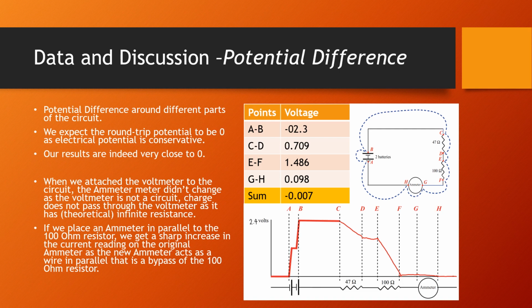So now that we know how to use a voltmeter, we use that in parallel with circuit components to measure the potential difference around each circuit component. And once we have all of that data, we sum it up, and we can see that it confirms our expectations that a round trip electric potential would be 0, and our results are very close to 0.